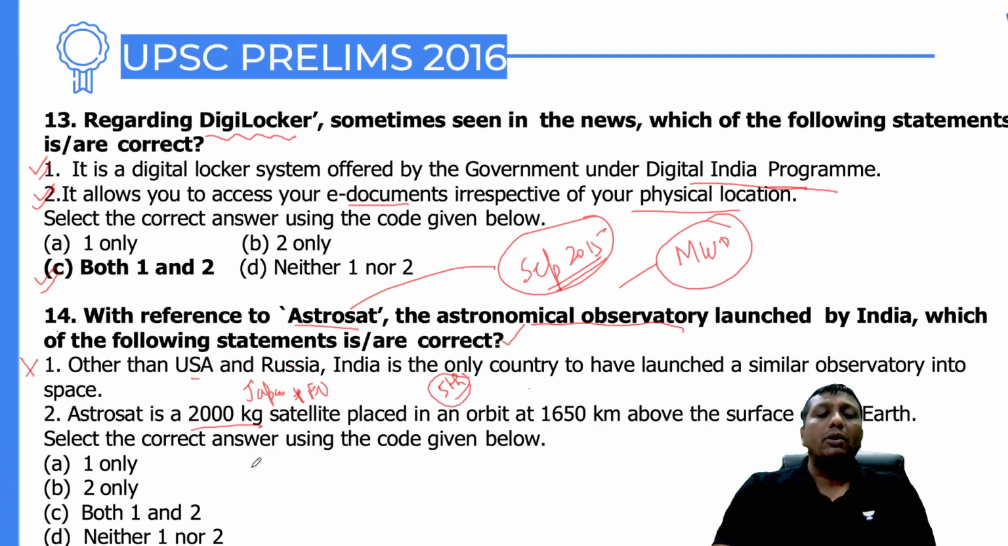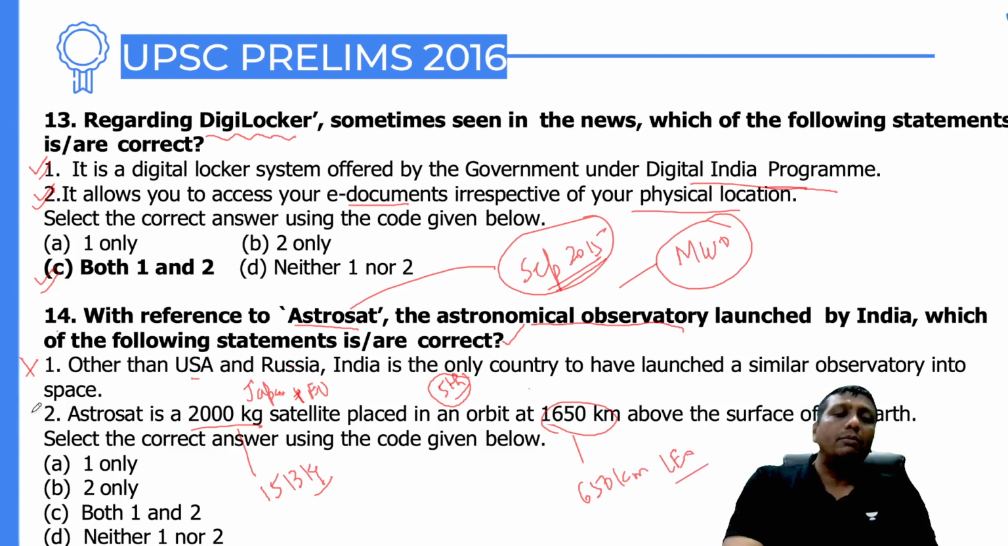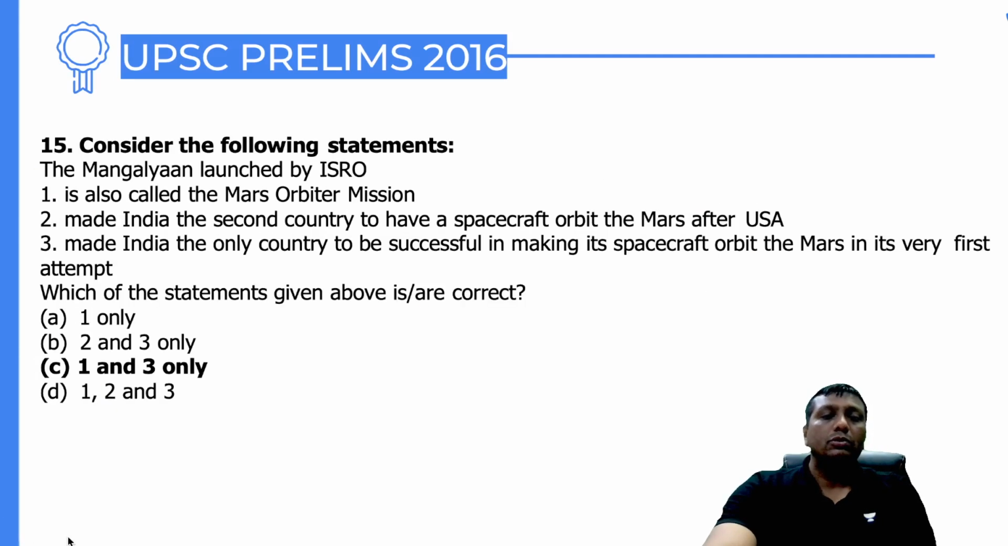Astrosat is 2000 kilograms? Definitely no, it was 1513 kilograms. Placed in orbit at 1650? No, it is at 650 kilometer height, which is a LEO orbit. So both statements are factual, and option D is right: neither one nor two, both wrong.